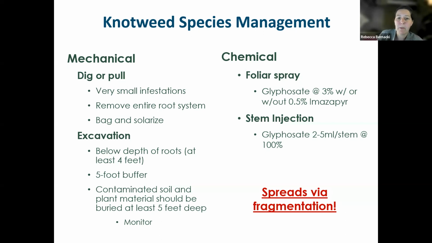concentration, with or without a 0.5% concentration of imazapyr. We can also use a glyphosate-based herbicide in a stem injection, where we're injecting 2 to 5 milliliters per stem at 100% concentration. As I mentioned, the species does spread via fragmentation, so we want to avoid using mowing as a management strategy for this species.